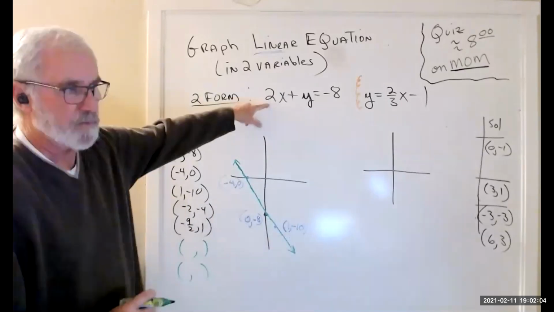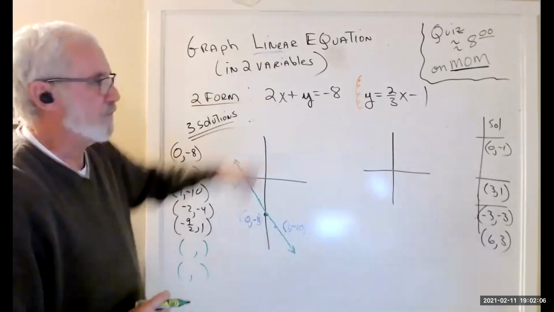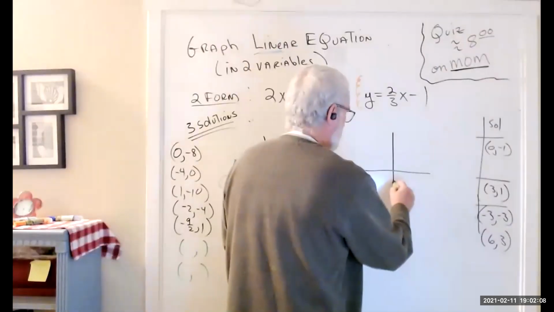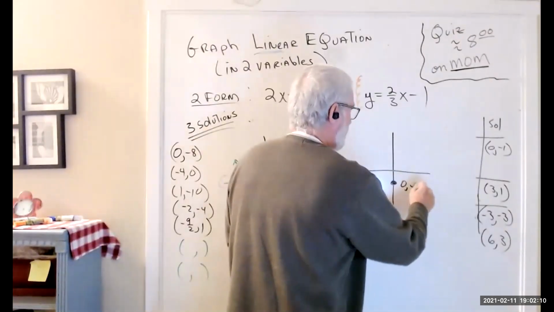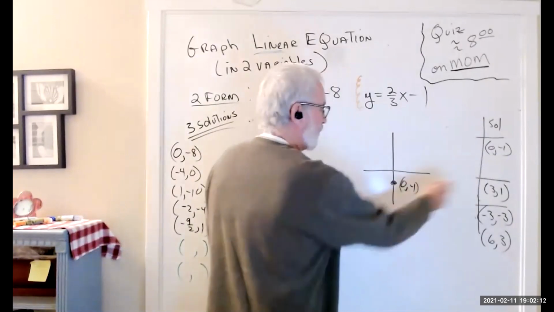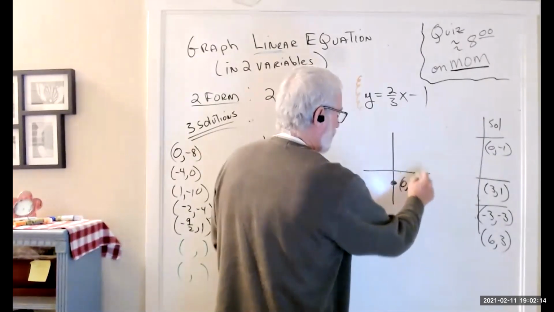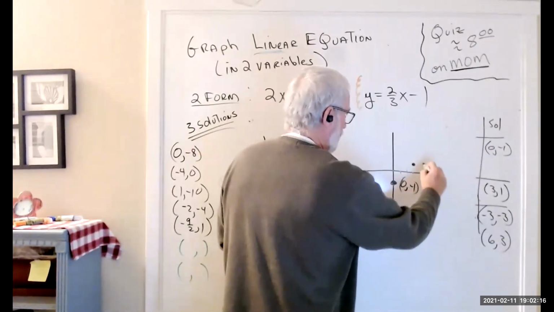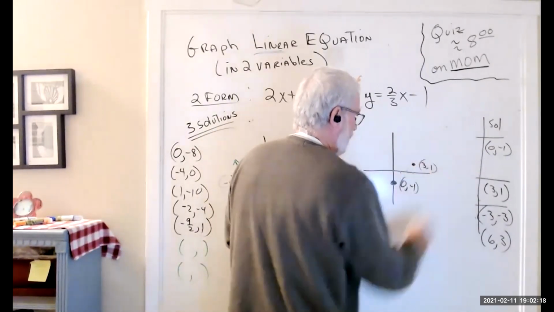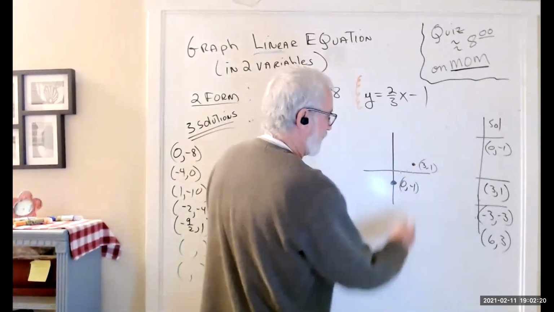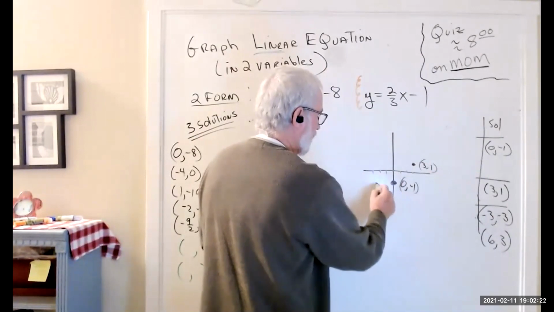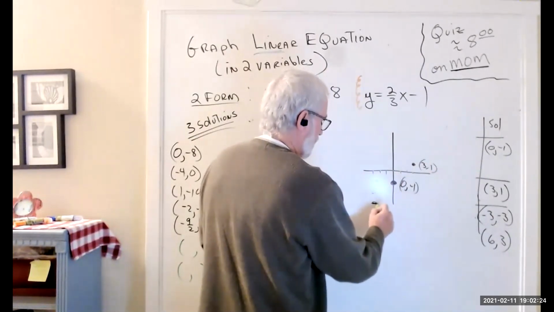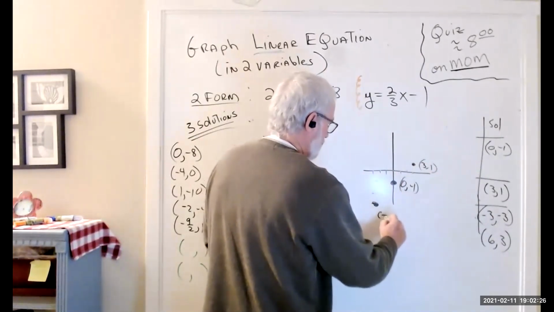Okay, moving over to this one for a second, we have 0, -1. We have 3, 1. Okay, 3, 1. And we have -3, -3. Pretty good.